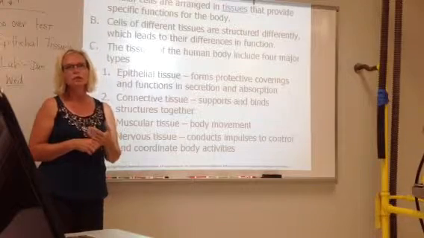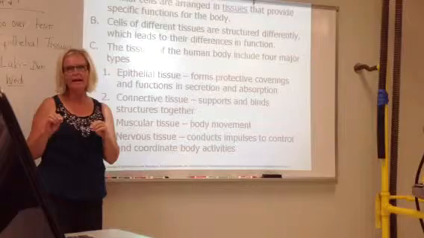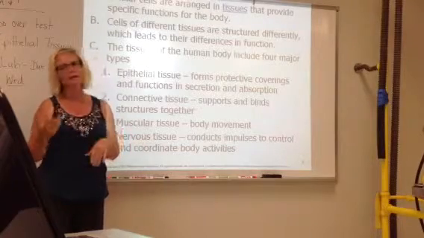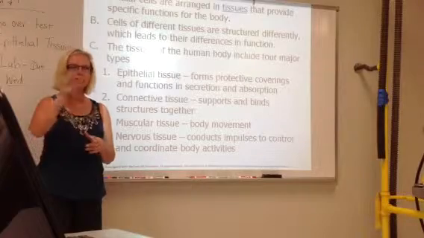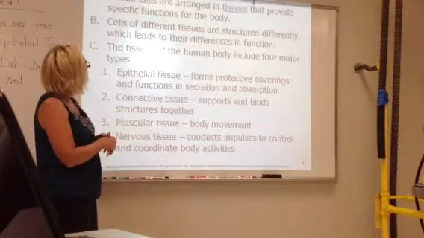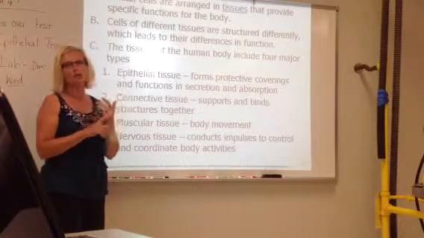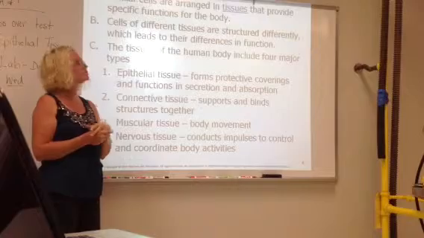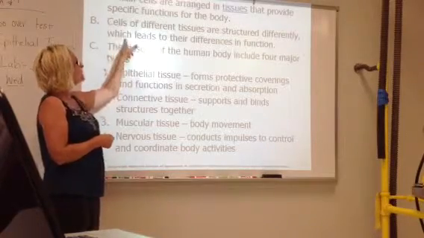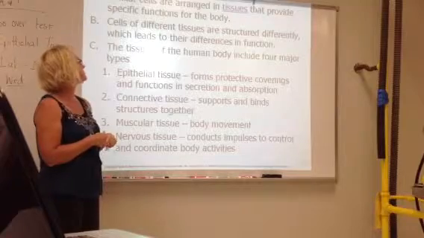So we're going to look at squamous cells. They're flat. Why are they flat? How does that help their job? Columnar cells. Why their shape? What does it help do? So cells of different tissues are shaped or structured differently. And the reason that they're structured differently is because of their jobs, whatever their function is.